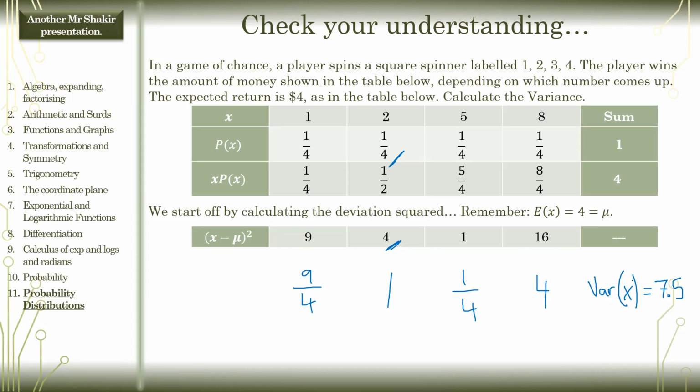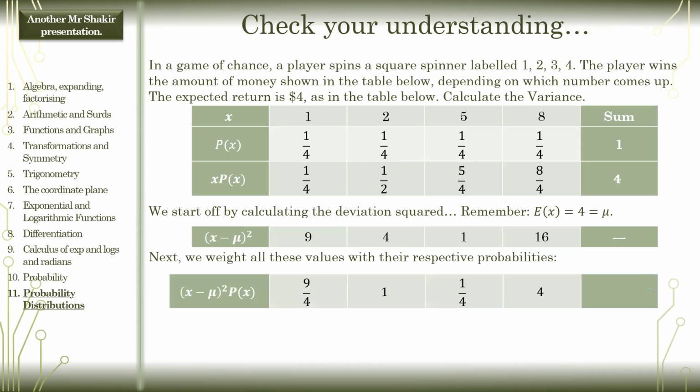7.5. Okay, there you go. That's it. So I got it. That's how you find the variance of x.